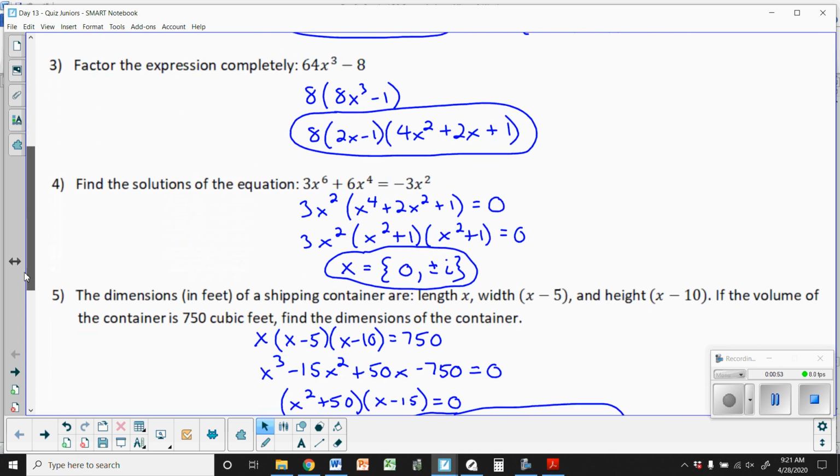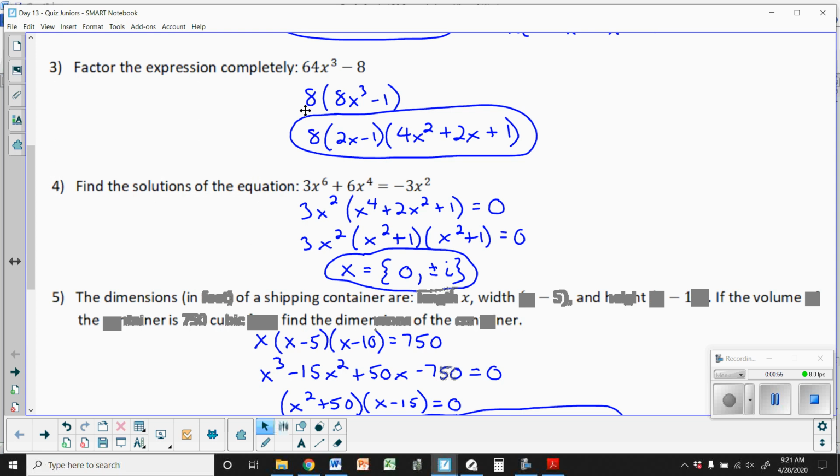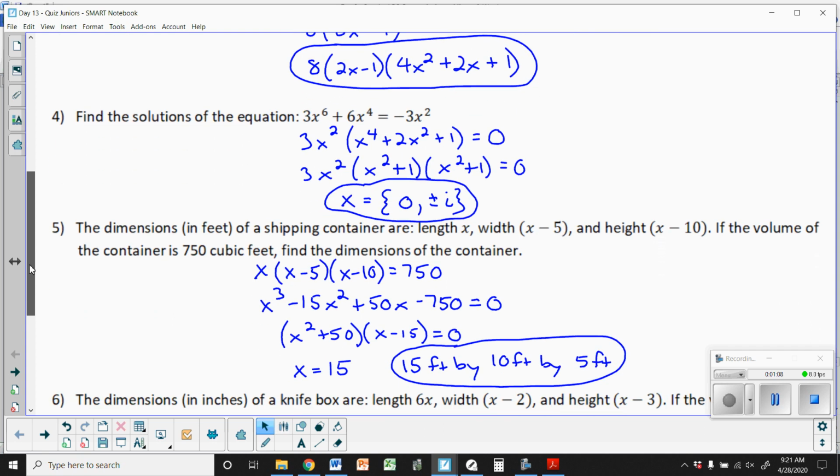Number 3, we see that if we simple factor an 8 first, then we had 2 terms, and this was a difference of 2 cubes. So you follow that formula to get the final factored solution there. Again, the 8 was also factored out in simple factoring.